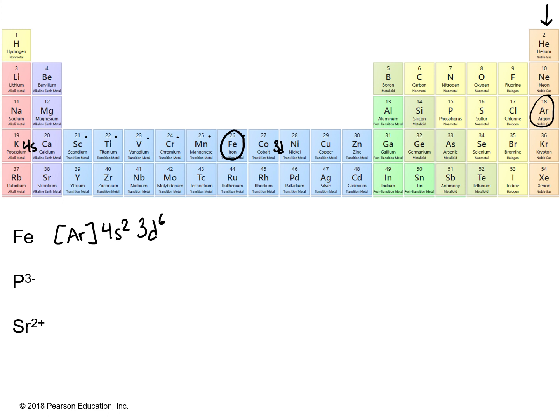Now we need to do phosphorus. Phosphorus is in group 5A, so when it forms an ion, it is a 3- ion. That means it's going to gain 3 electrons. 1, 2, 3. So it too will look like argon because it will have 18 electrons.